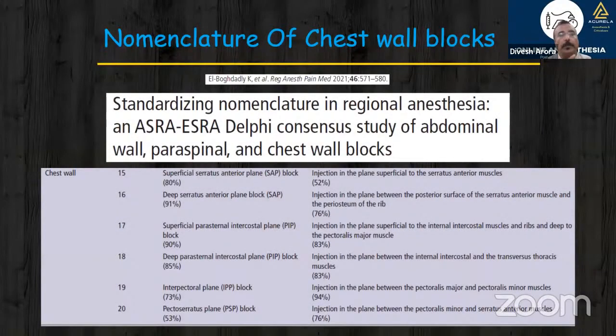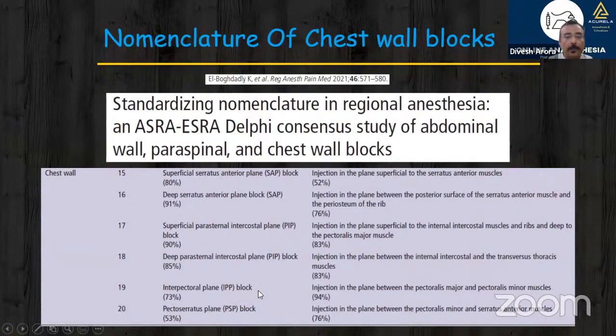So there is a lot of confusion regarding the nomenclature of the chest wall blocks. So ASRA and ESRA, reputed societies for regional anesthesia, their experts came together and did some research on the basis of the Delphi consensus study. And in 2021 in RAPM, they published the standards which should be used for nomenclature. So in chest wall, SAP is acceptable. For PIFP, they stated that it should be labeled as superficial parasternal intercostal plane block. Makes sense also. For transversus thoracic plane block, they suggested that you should use the words deep parasternal intercostal plane block. PECS 1 and PECS 2 are out of their recommendation.